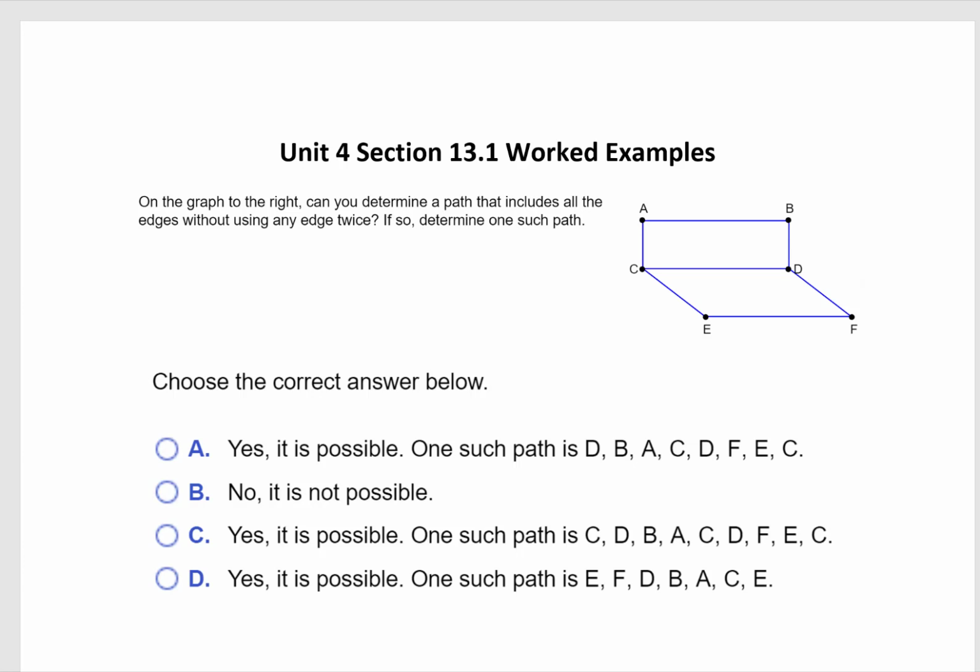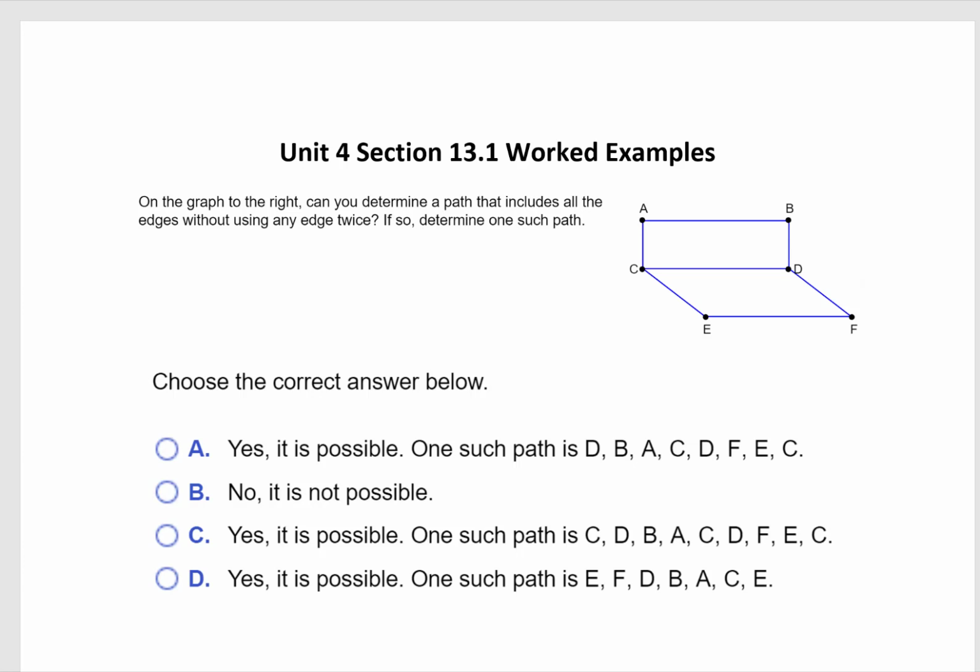This is a multiple choice question, so they've given me 3 possible paths and then also an answer of no, it's not possible. So let's take a look at the paths that they provided and see if any of these would be correct. So they want us to get a path that goes through every edge exactly one time.